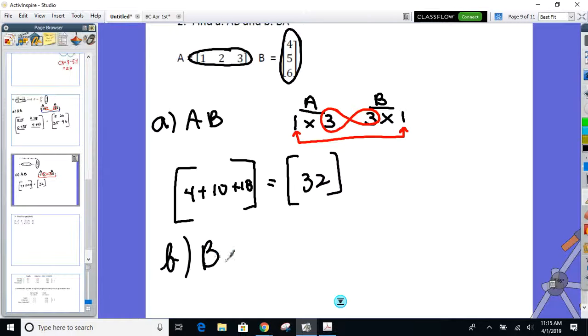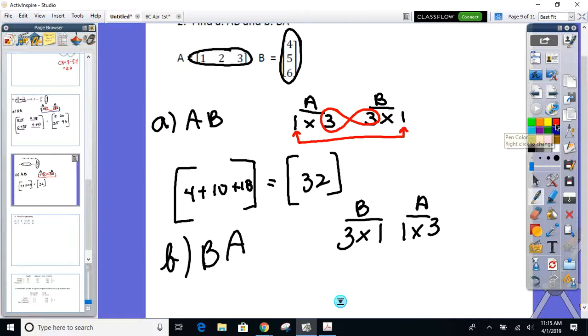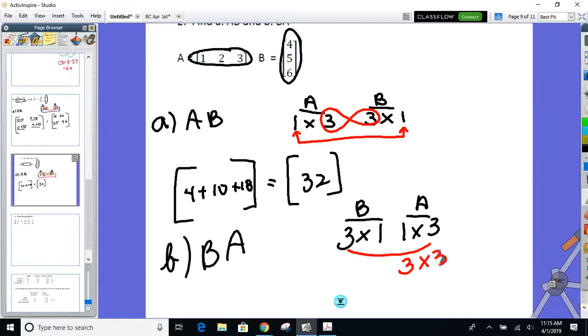Now do BA. What size was matrix B? 3 by 1. What about matrix A? 1 by 3. Inside numbers match? All right, so it looks like I can do it, and what type of matrix am I going to get out here? I'm going to get a 3 by 3. Ready? Here's how.